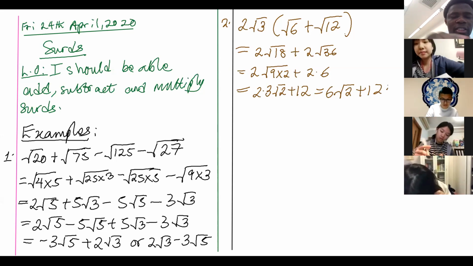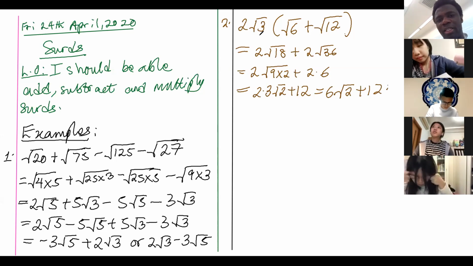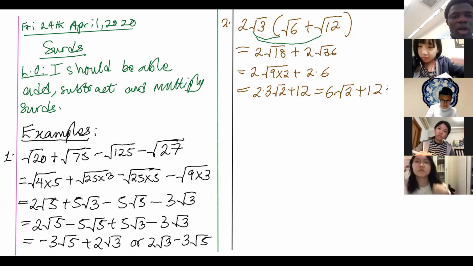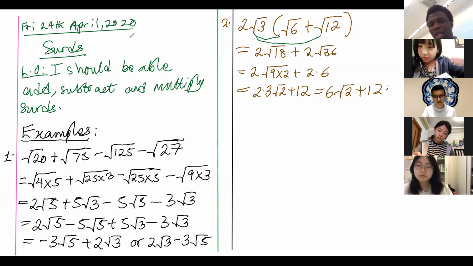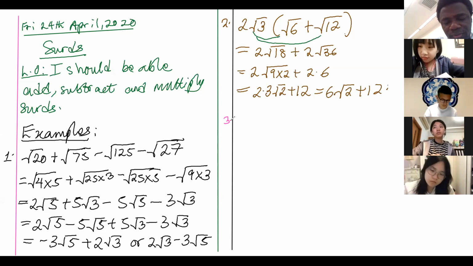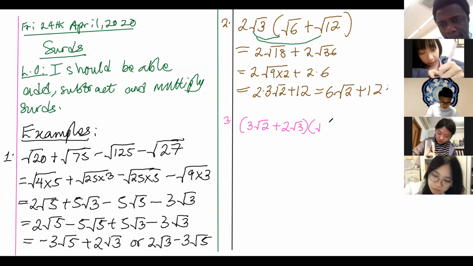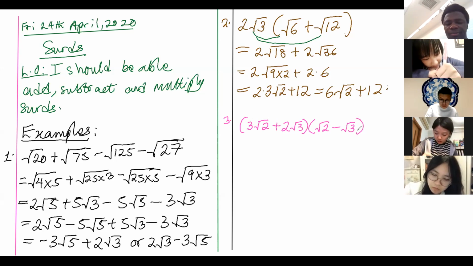Can I ask you guys to try this? So this is just like our normal algebra. You multiply this, then you multiply this, right? So it's just like normal algebra. So we are combining your previous knowledge of algebra with the properties of surds that you have learned. That's all we are doing, okay? As far as all these are concerned. So can I ask you to try this? Try it.